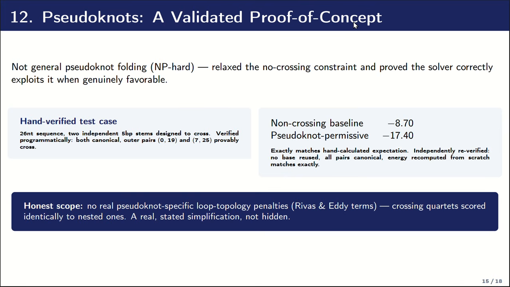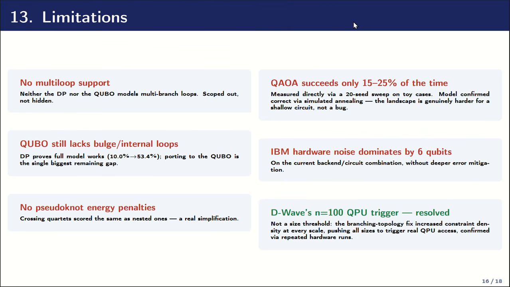So here's the honest state of what's not done. No multi-loop support anywhere. Neither the dynamic program nor the QUBO handles multi-branch loop structures. The QUBO still lacks bulge and internal loop energy. I proved with a dynamic program that adding it would help. That's the single biggest remaining gap in the actual QUBO. No real pseudoknot energy penalties, as I just said.